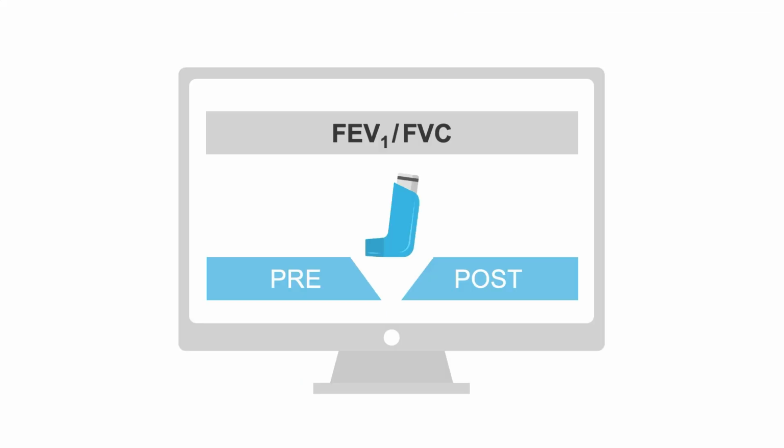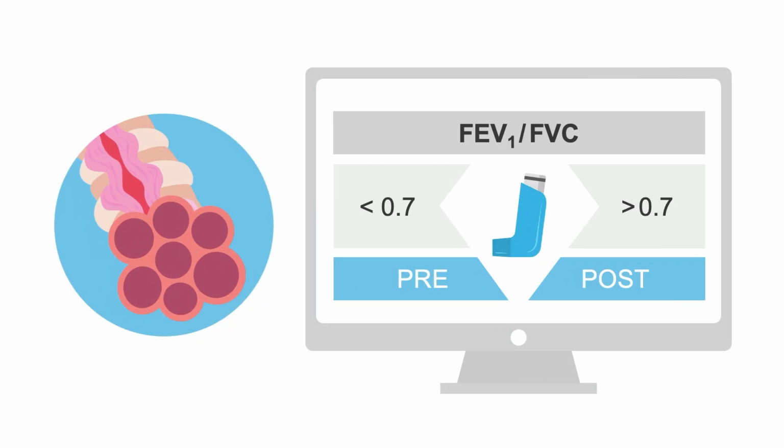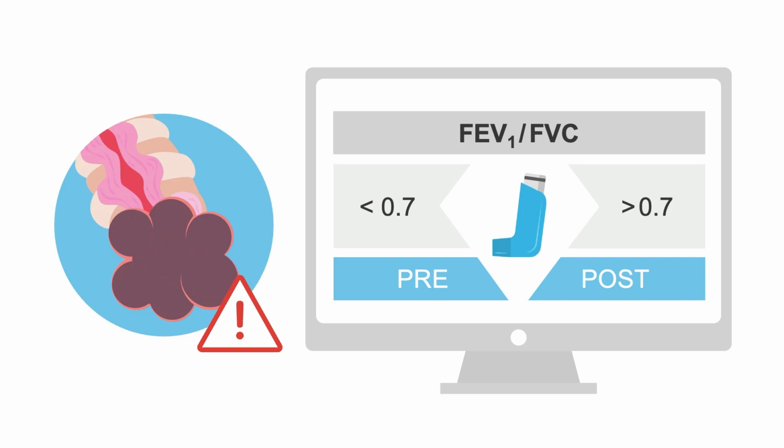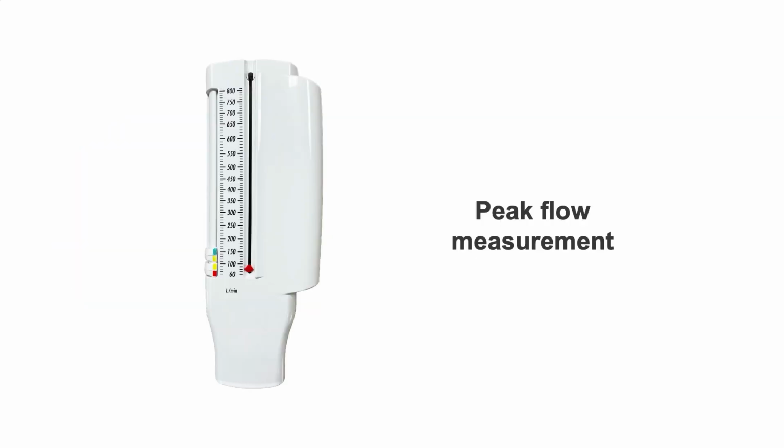Patients with a pre-bronchodilator FEV1 to FVC ratio of less than 0.7 and a post-bronchodilator ratio greater than 0.7 may have asthma, or in the presence of COPD risk factors and symptoms, may be at an increased risk for future COPD and should be followed closely. This is a good time to remind you that peak flow measurement is a useful screening tool for COPD, but it has poor specificity and can't reliably replace spirometry for diagnosis.